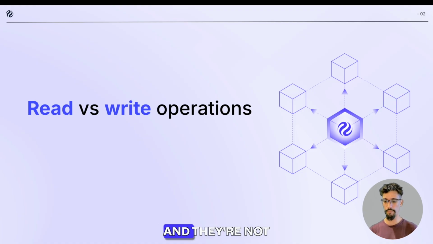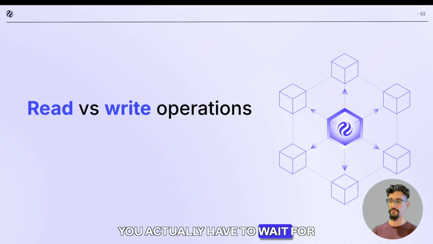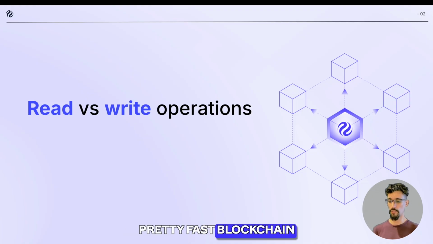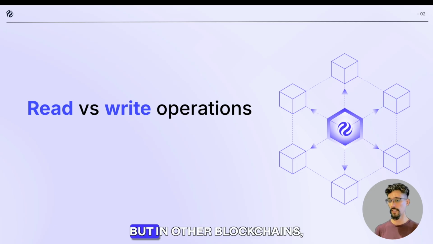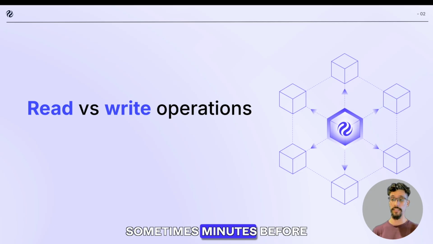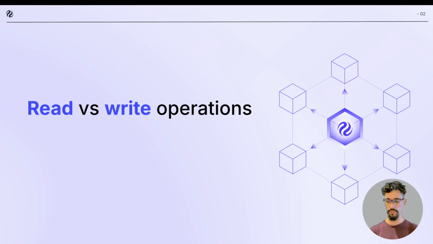You actually pay for them, and they're not almost instant, right? You actually have to wait for them to confirm. Now, in the case of Injective, pretty fast blockchain, you probably won't even notice the difference. But in other blockchains, you can be waiting for seconds, sometimes minutes, before the transaction gets accepted into blockchain.